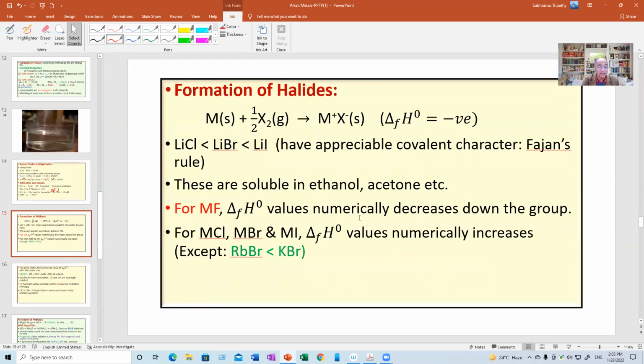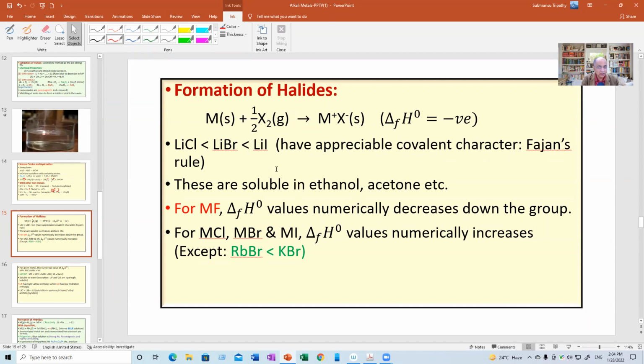Now coming to halides, this is the most important point in the entire alkali metal properties. The most important, not only for the sake of knowledge, but also for examination purposes. Now the formation of the solid metal halide, the sodium chloride or rubidium chloride or rubidium fluoride, these are all exothermic processes. The heat of formation, the enthalpy of formation from their respective elements in their standard states, is negative.